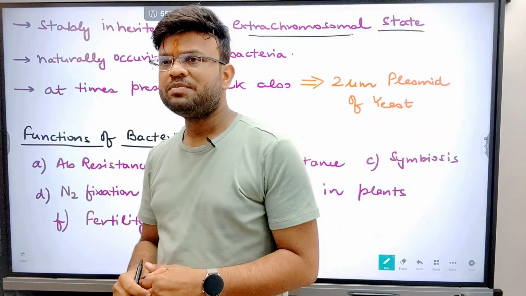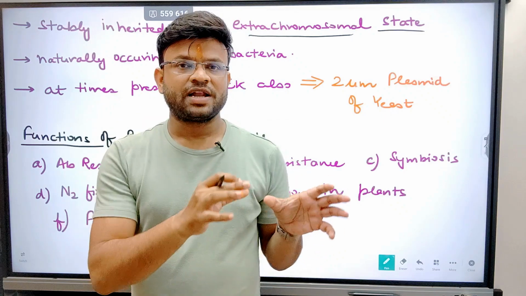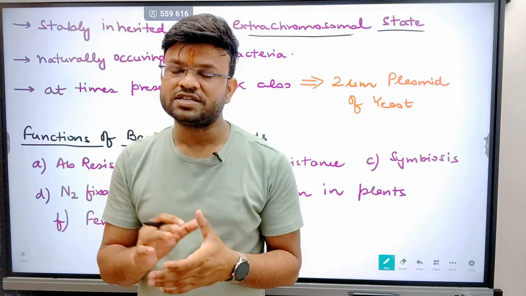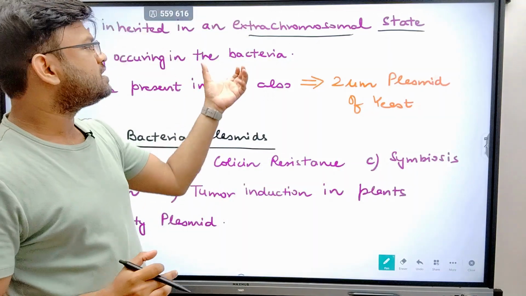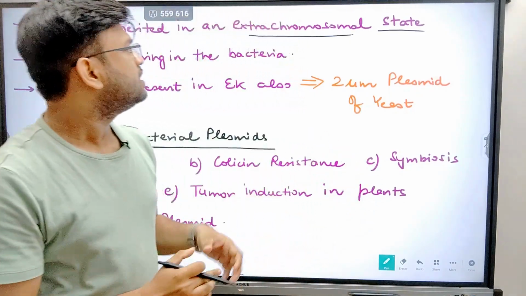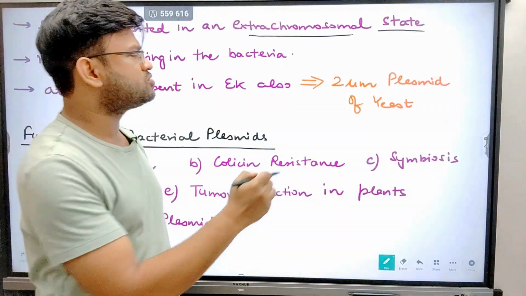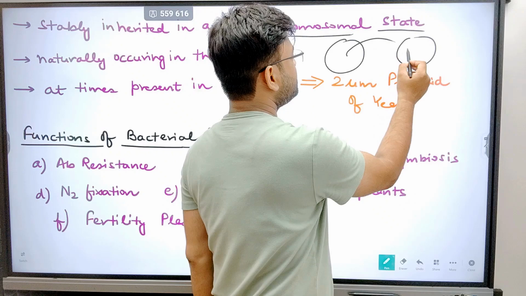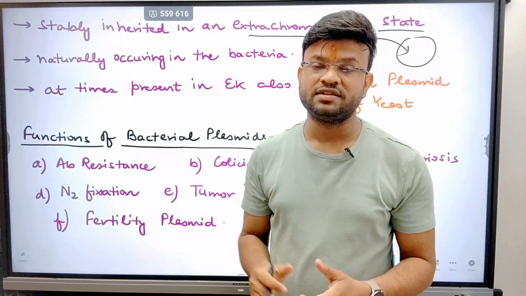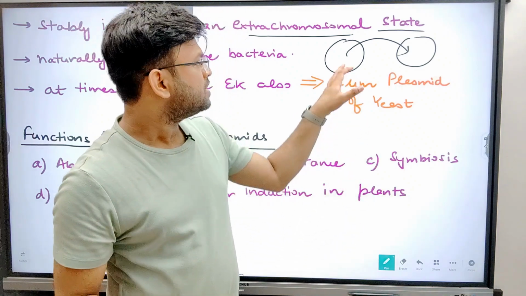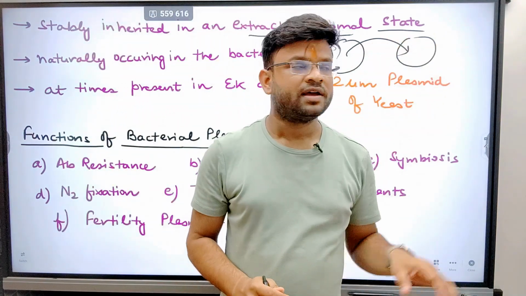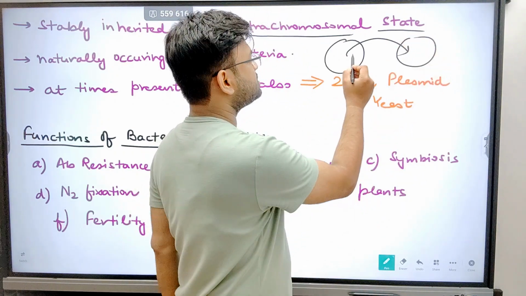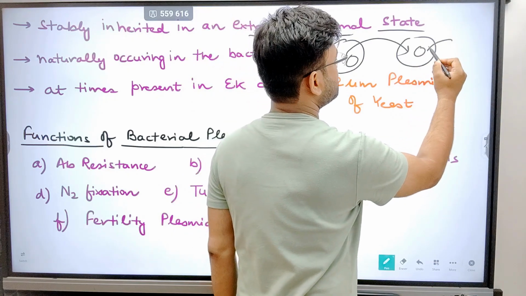What does this mean? Stably inherited means that this particular plasmid can be taken up by another bacteria. Understand this very carefully, that it can be inherited by another bacteria in the extra chromosomal state only. Suppose this is one bacteria, this is another bacteria. This plasmid can be easily transferred from one bacteria to another, and this can be done very stably. It's not like the DNA will be transferred from here to here and this bacteria will degrade that DNA. No, when the plasmid is transferred from here to here, this plasmid will be stable.